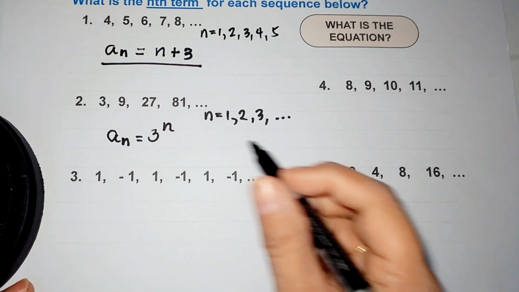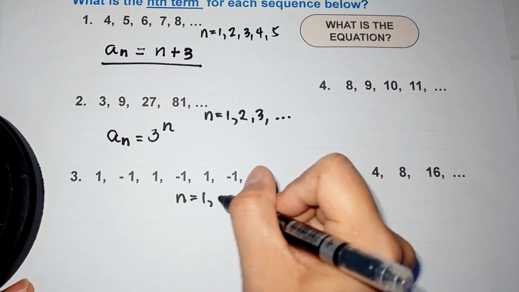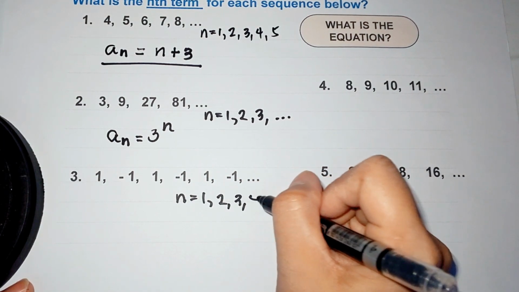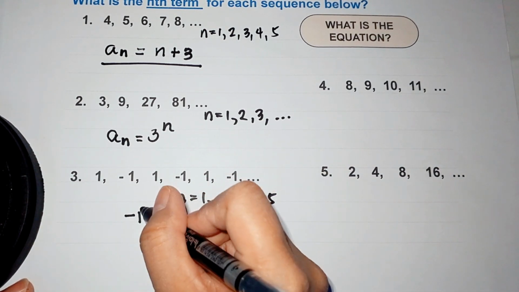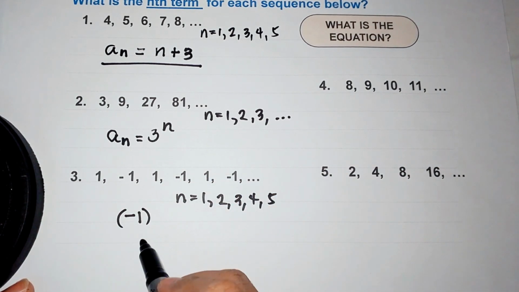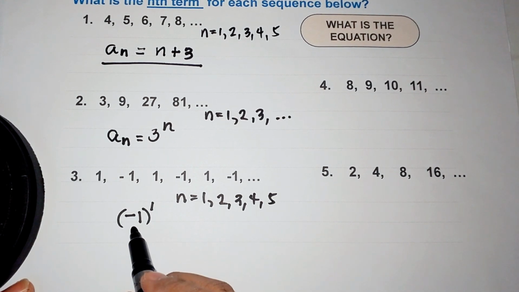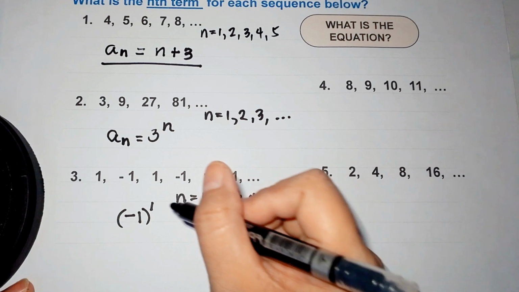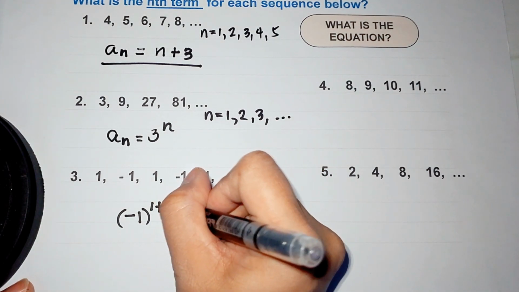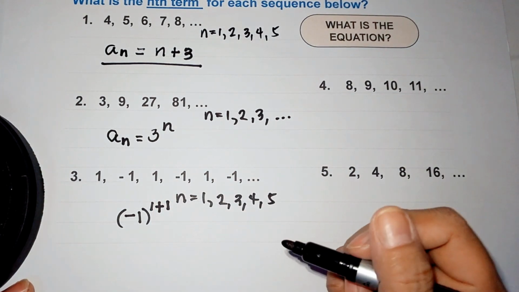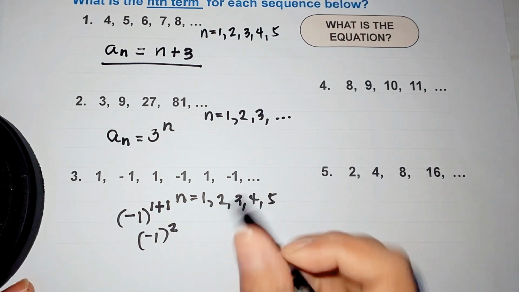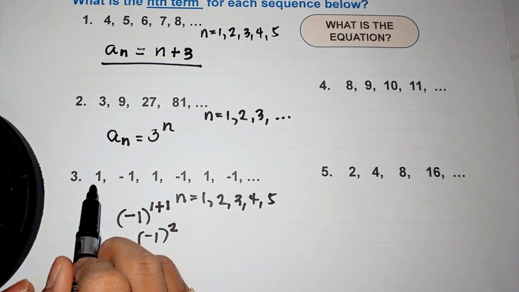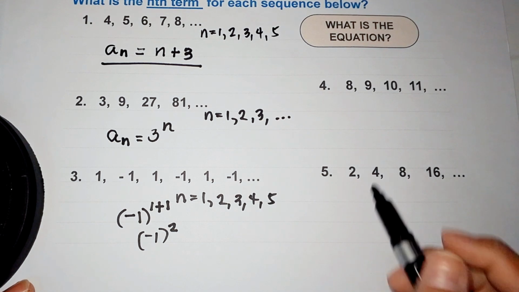Let's say, for example, again, n equals 1, 2, 3, 4, 5. So, let's say we have negative 1. If you raise it to 1, the answer will be negative 1. But this is positive 1. So, let's try to add another power. So, negative 1 raised to 1 plus 1, or negative 1 raised to 2. Then that way, it will result in positive 1. Then next.